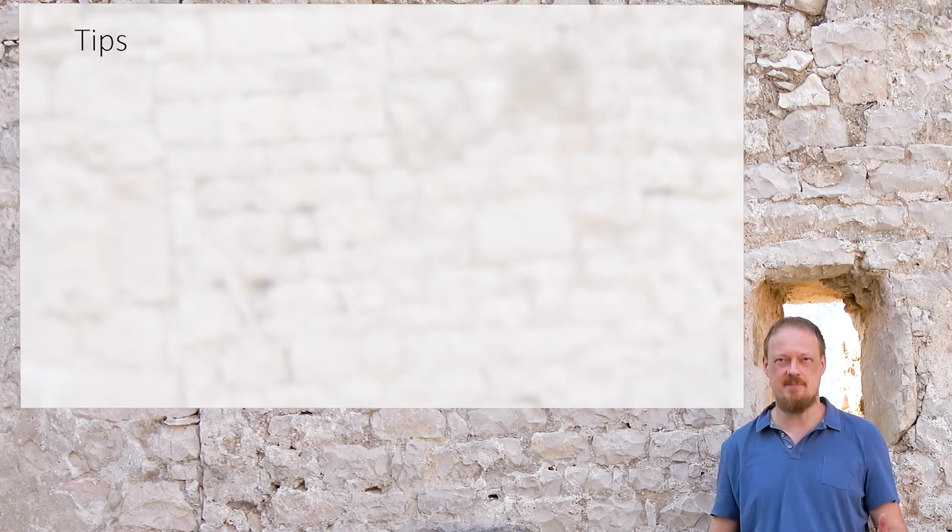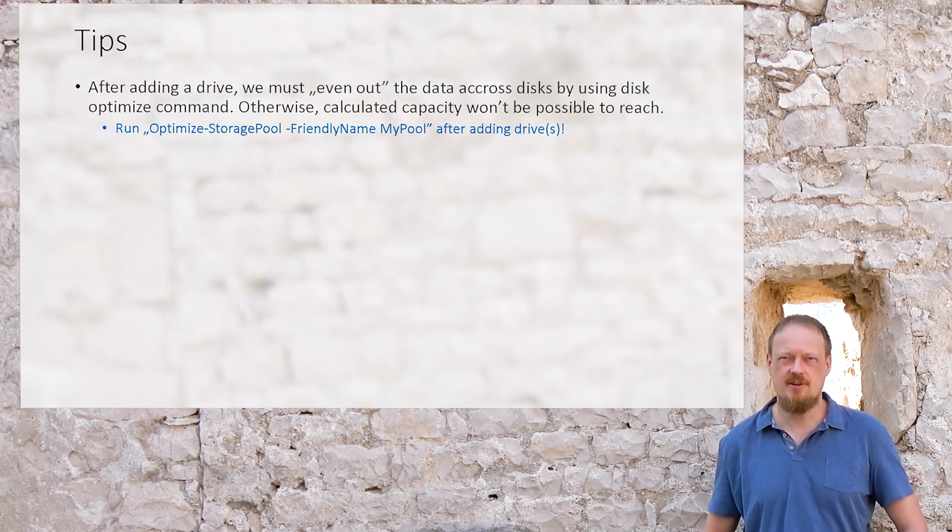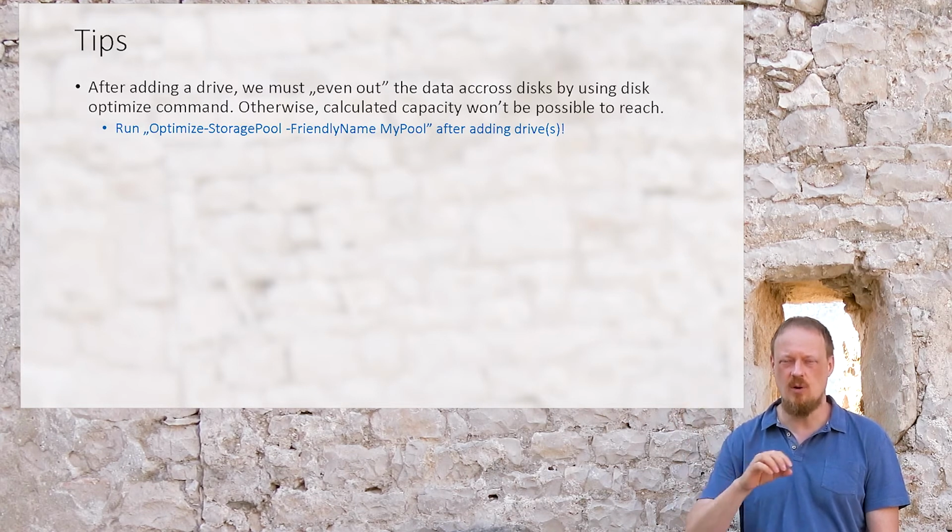Now, tips. After you add a drive, that drive is empty. All the other drives are probably crowded because you bought empty drive to increase capacity. And now you have unbalanced data. To even out the data, you need to run optimize command from PowerShell. If you didn't do that, you will not be able to use maximum capacity. You can get out of space error. So you must do that. If you add a drive, run optimize command.